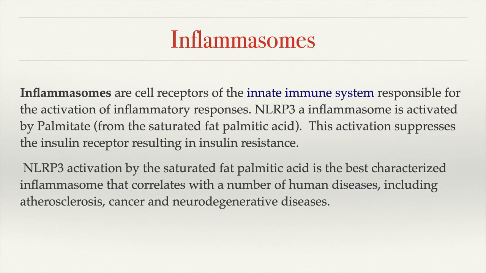NLRP3, an inflammasome, is activated by palmitate from the saturated fat palmitic acid. This activation suppresses the insulin receptor, resulting in insulin resistance. NLRP3 activation by the saturated fat palmitic acid is the best characterized inflammasome that correlates with a number of human diseases, including atherosclerosis, cancer, and neurodegenerative diseases.